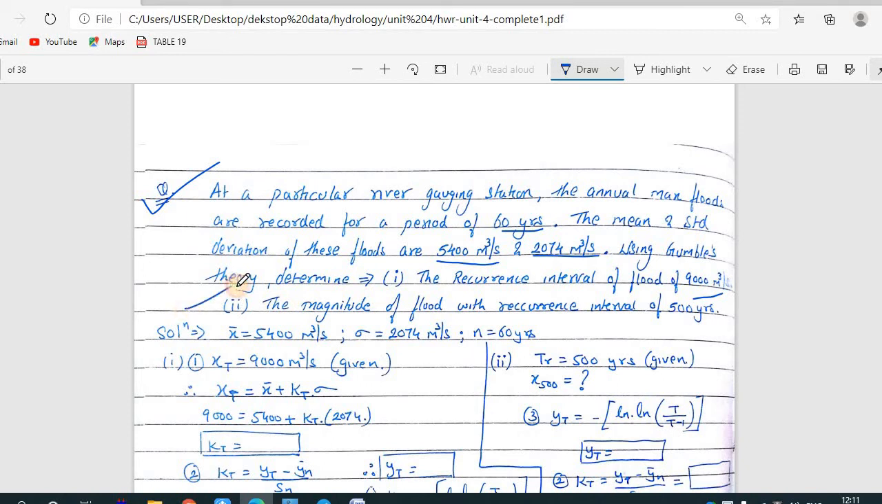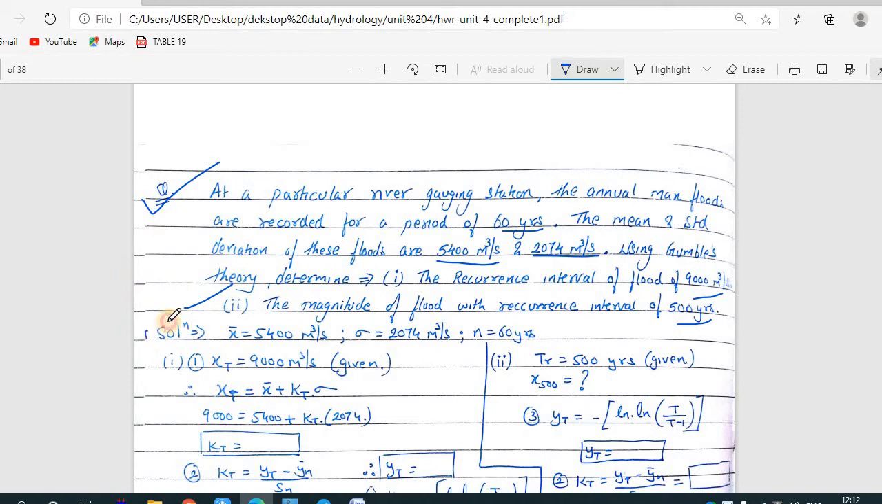Secondly, we also need to calculate the magnitude of a flood with a reoccurrence interval of 500 years. So in the first part, it is asking to calculate the reoccurrence interval for this magnitude of flood, and in the second part it is asking, if the return period is 500 years, what can be the magnitude of the flood. So in this we have to do case 1 and case 2. First we'll consider case 1.